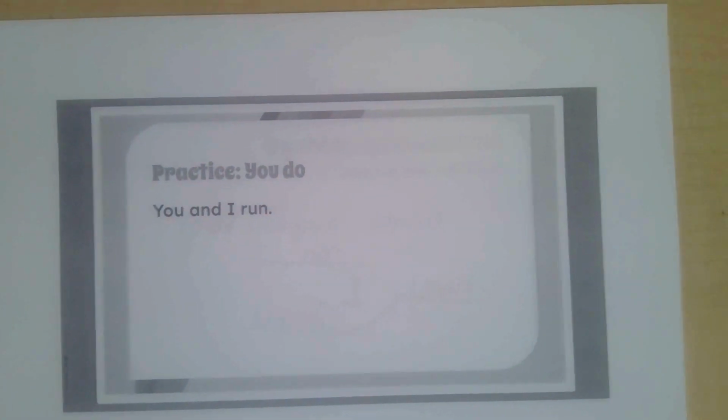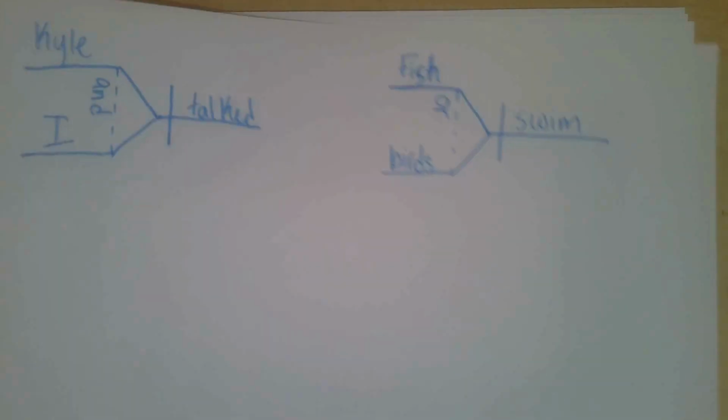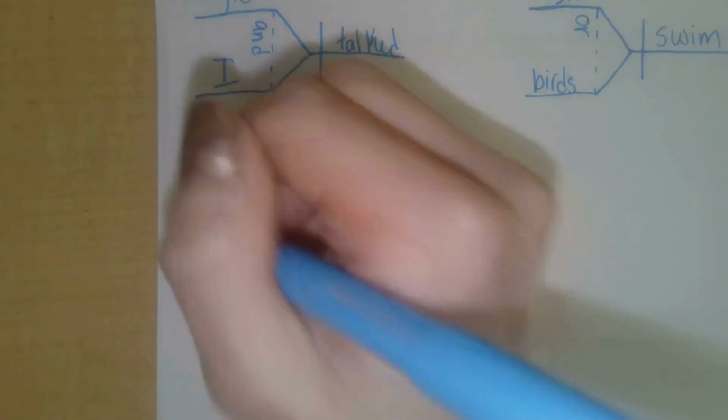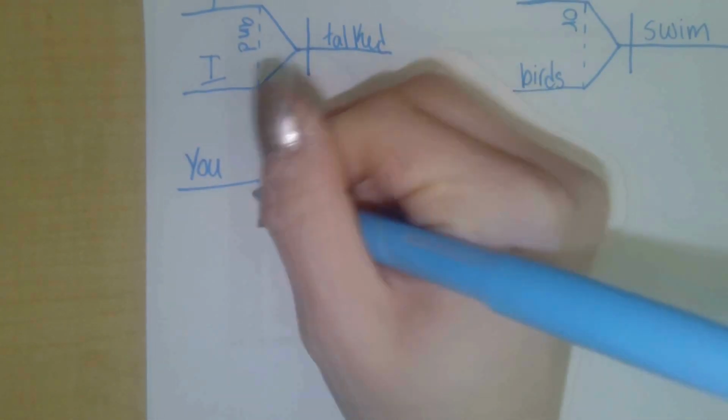Next, there is a you-do practice. So I want you to pause, do this practice. I'm going to give you the answer. Go ahead and pause. And here is our answer. Our first subject is you. Dotted line down.